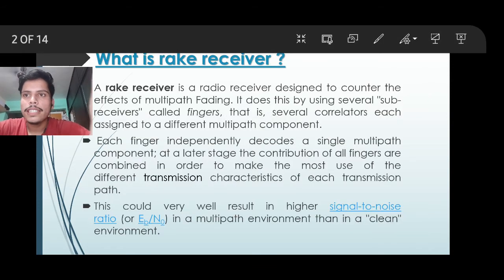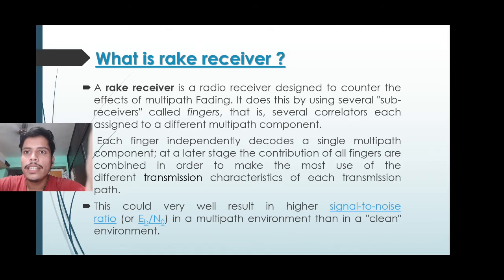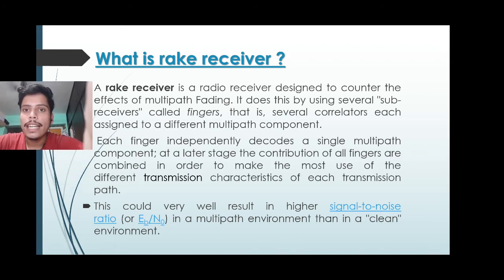So first of all, let us see what is a rake receiver. A rake receiver is a radio receiver designed to counter the effect of multipath fading. It does this by using several sub-receivers called fingers, that is, several correlators, each assigned to a different multipath component. Each finger independently decodes a single multipath component, and at a later stage the contributions of all fingers are combined in order to make the most use of the different transmission characteristics of each transmission path. This could very well result in a higher signal to noise ratio or Eb/N0 in a multipath environment than in a clean environment.